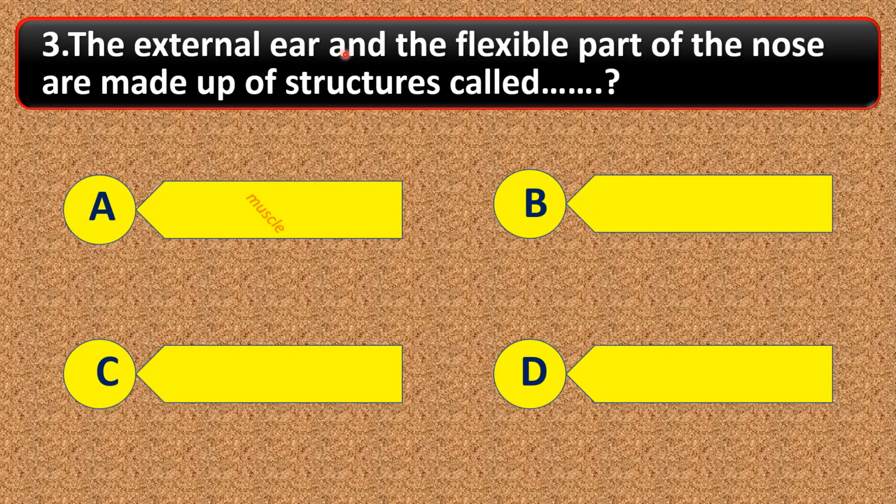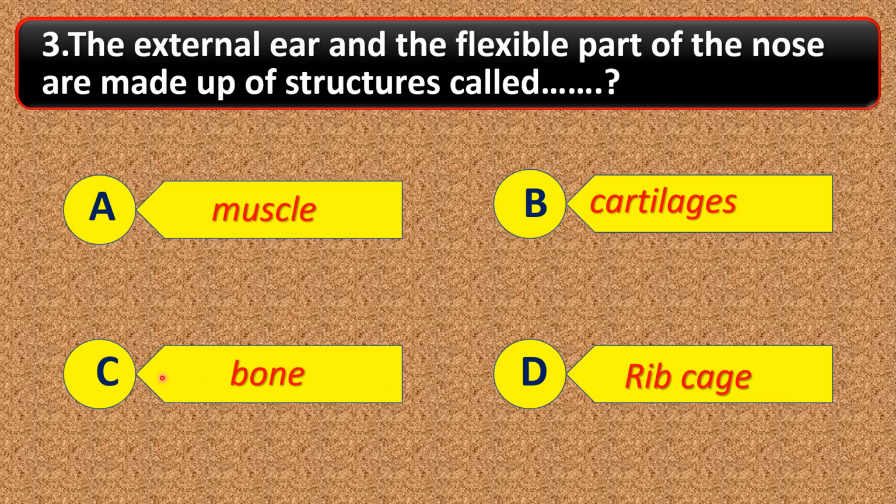The external ear and the flexible part of the nose are made of structures called muscle, cartilage, bone, rib cage. The correct answer is option B, cartilage.